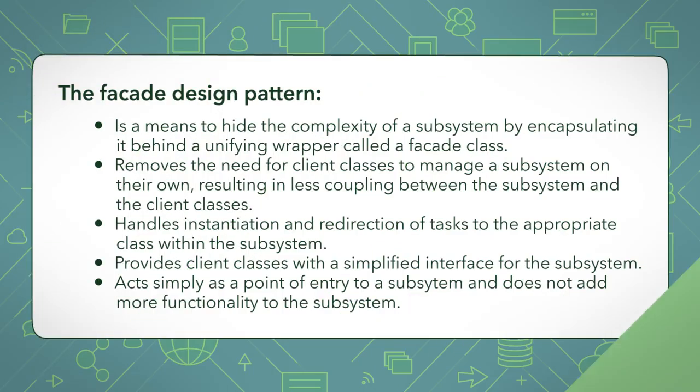The facade design pattern is similar to other design patterns in that it uses encapsulation to hide the details of some part of our system. It can be easy to get these design patterns mixed up. So let's summarize what characterizes the facade design pattern. The facade design pattern is a means to hide the complexity of a subsystem by encapsulating it behind a unifying wrapper called a facade class, removes the need for client classes to manage a subsystem on their own, resulting in less coupling between the subsystem and the client classes, handles instantiation and redirection of tasks to the appropriate class within the subsystem, provides client classes with a simplified interface for the subsystem, acts simply as a point of entry to a subsystem, and does not add more functionality to the subsystem.